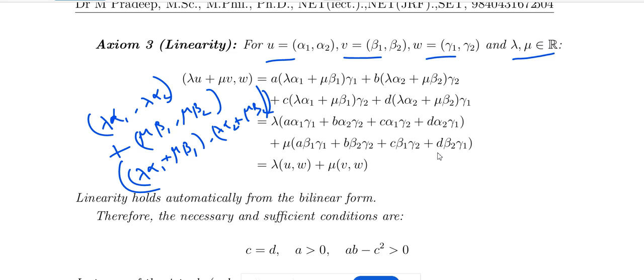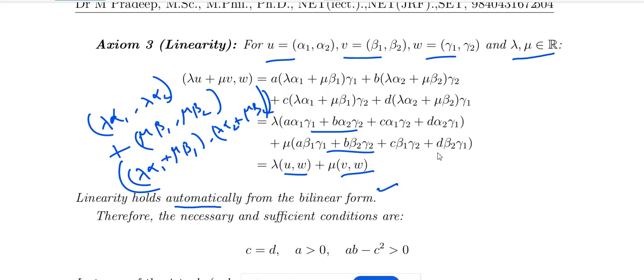So when you add these two, with the inner product with w, we get, when you simplify it, a into (lambda alpha 1 plus mu beta 1) gamma 1, because w is (gamma 1, gamma 2), plus b into (lambda alpha 2 plus mu beta 2) gamma 2, plus c into (lambda alpha 1 plus mu beta 1) gamma 2. So when you simplify it, lambda into the structure and mu into the structure: this is u comma w, and by the definition, this is v comma w. So the linearity holds automatically from the bilinear form.